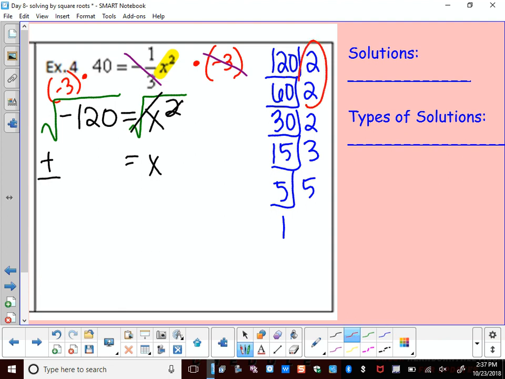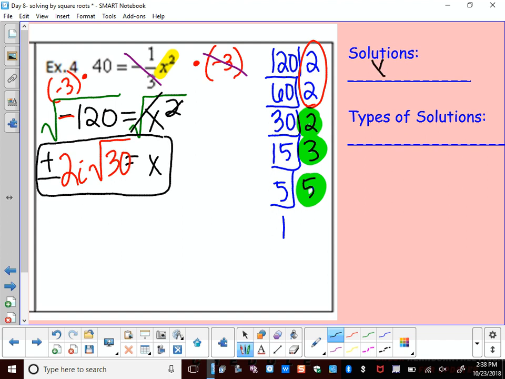So if I circle my pairs, I just have one pair of 2, right? So that pair of 2 just comes out. What happens to this negative that's under the radical? That becomes i. Jeffrey, what's left under the radical? 30. So Jeffrey got 30 because he multiplied 2 times 3 times 5. Everything on the outside that does not have a pair, you just multiply together. And so you get 30.